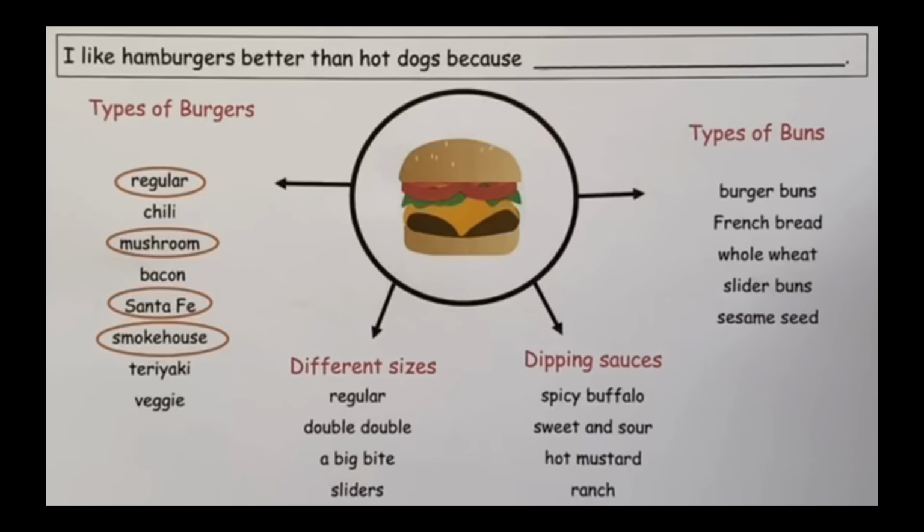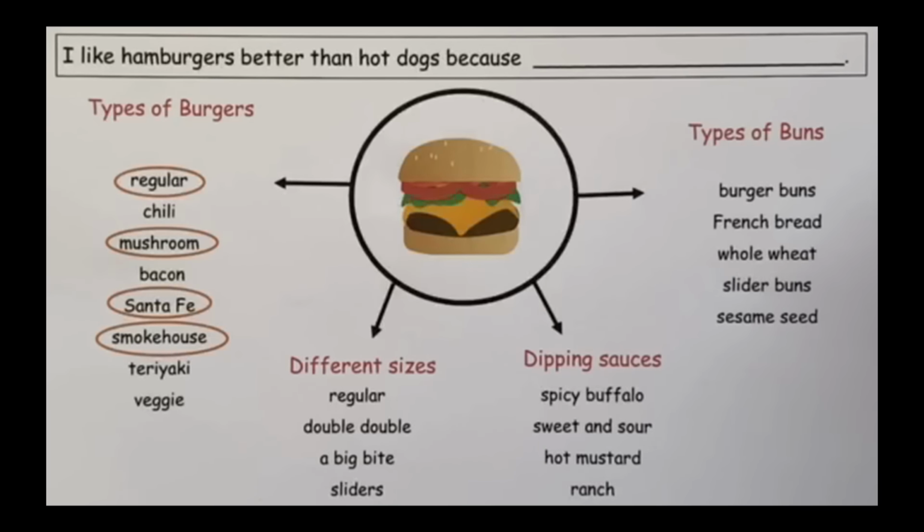So some kids did start off by saying, well, I like to order different types. And so we did a brainstorming list of the types, and we came up with regular, chili, mushroom, bacon, Santa Fe, smokehouse, teriyaki, and veggie. Then we kind of took a vote, and the most popular were regular, mushroom, Santa Fe, and smokehouse. That doesn't mean that kids can't write about the others, but when we make our class example, those are the ones that we are going to use.